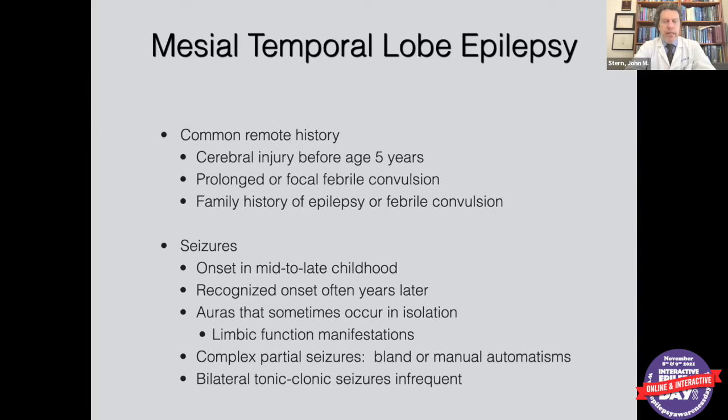Seizures can often follow warnings, or auras in this case, that go to where the seizures arise. These can be a sense of deja vu or fear or a rising sensation in the chest. And the seizures typically occur as focal with impaired awareness, what's described here as complex partial, using the old terminology.